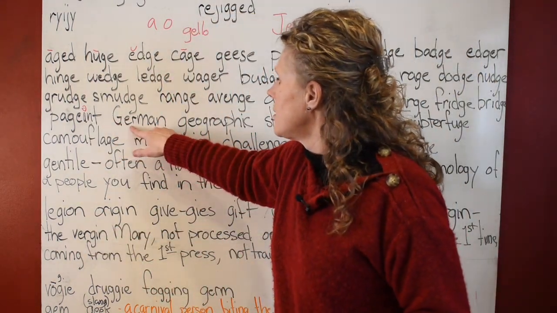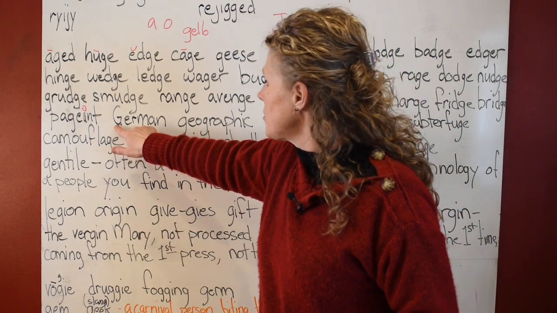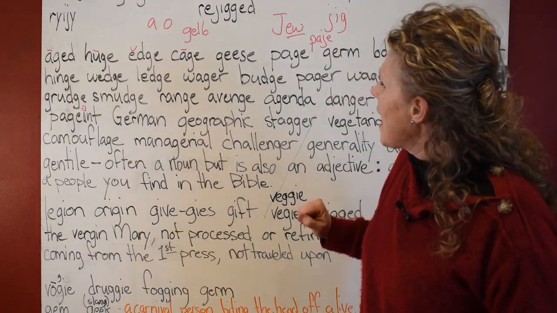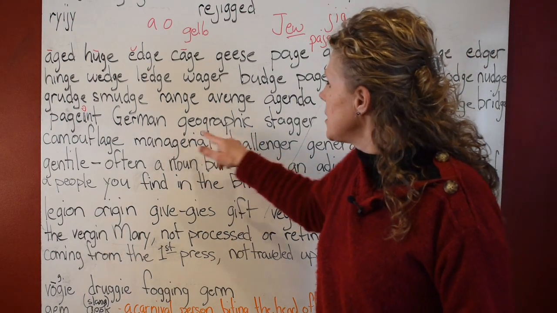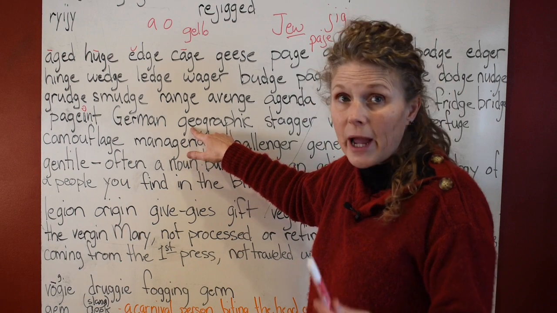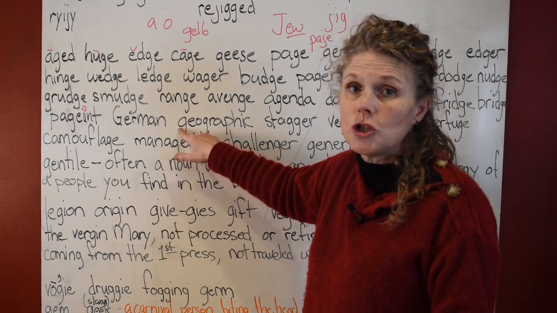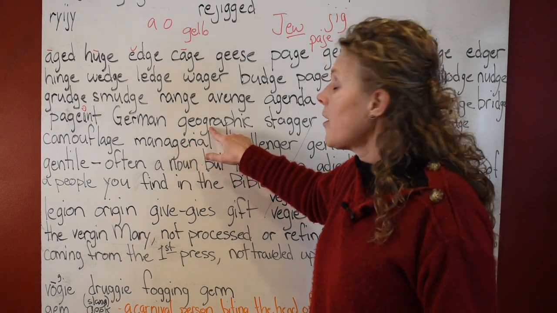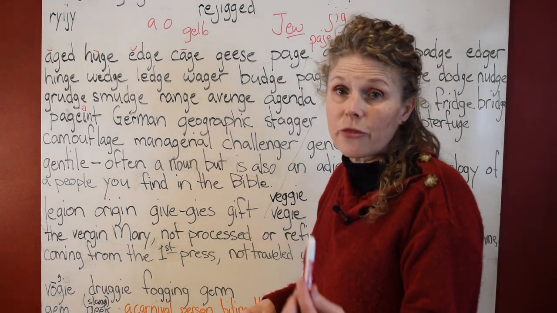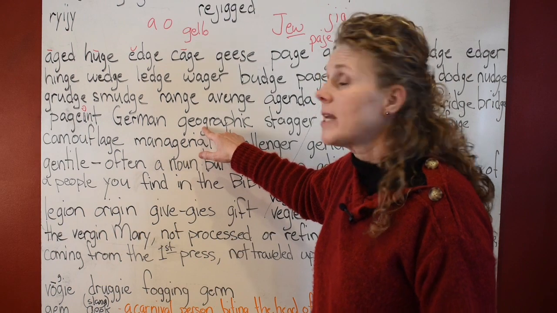German. Right there. It's spelled with a G, not a J. Geographic. Now this is fun because you have two G's in here. This G is followed by an E, I, or Y, so it's saying J. This G is followed by not an E, I, or Y. It only changes with 3 letters, so it's going to say G.